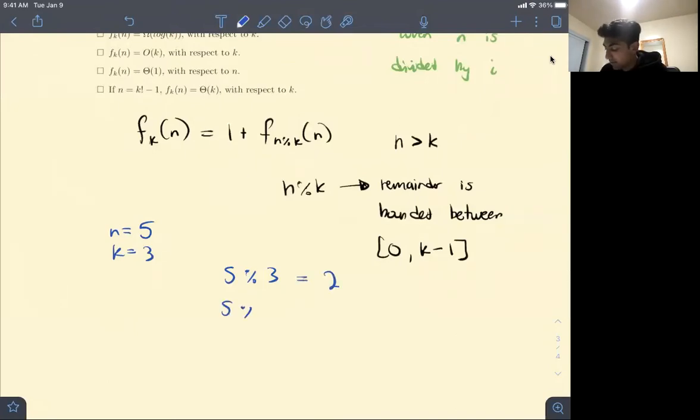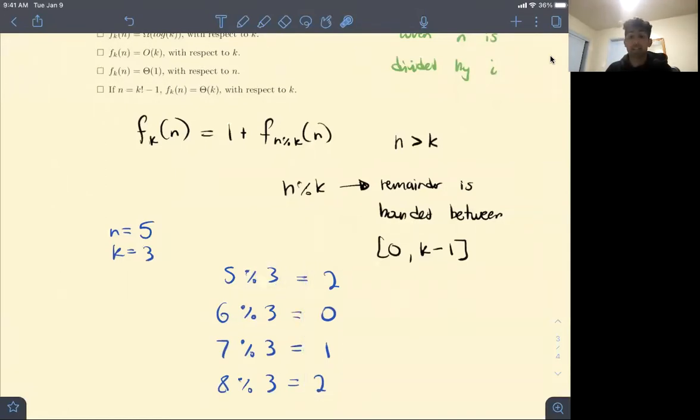Let's say we're looking at 6 mod 3. If n is equal to 6, then this is equal to 0. If we're looking at 7 mod 3, this is equal to 1. If we're looking at 8 mod 3, it's again equal to 2. So notice that when k is equal to 3, this remainder we have is bounded between 0 and k minus 1.